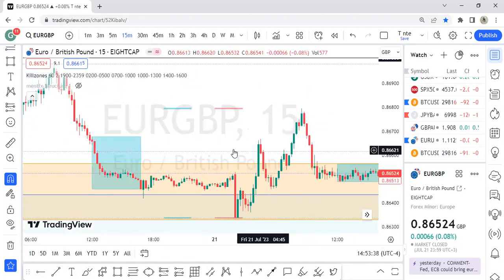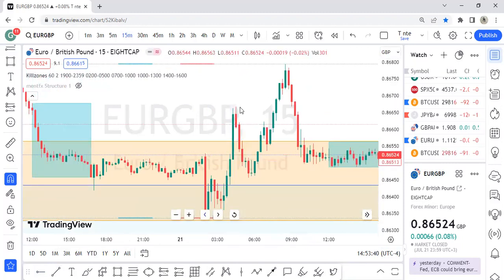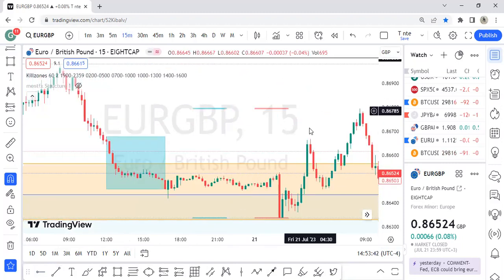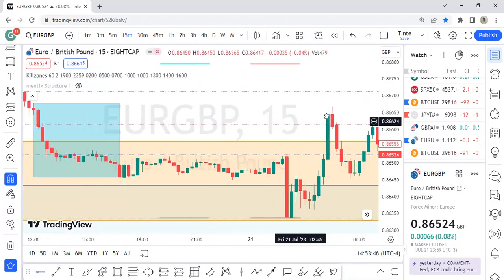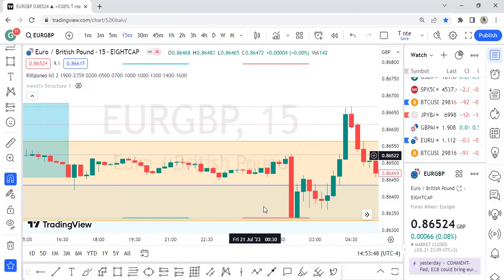And on the lower time frame, what do we have here? We had our bullish break of structure. So this was where I took the trade. It was here where I put the trade. Market was somewhere around there. Look at it.